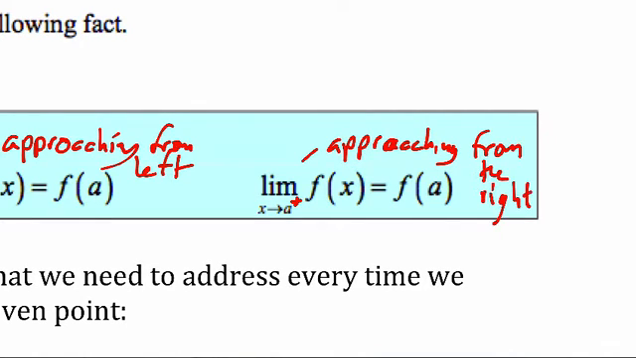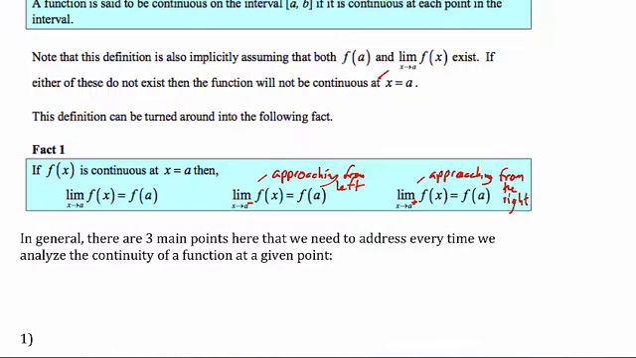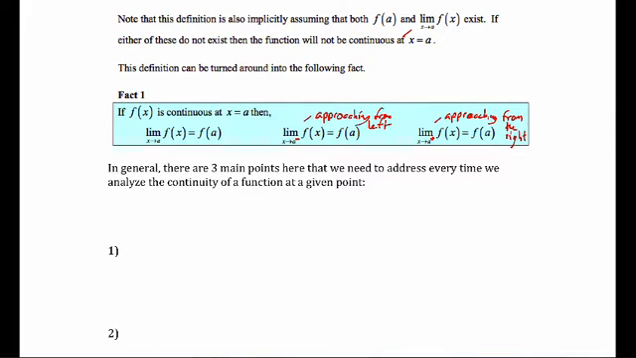So all three things have to exist. So the point has to exist, and the other limits have to exist as well. So again, in general, there are three main points here that we need to address every time we're analyzing for continuity. So first and foremost, we need to say f of a exists. In other words, we can plug in some value for a, and it'll work for us. So that is to say, there's a real output at x equals a.